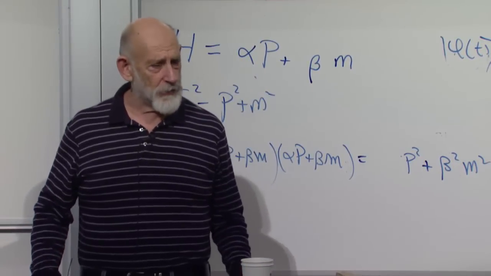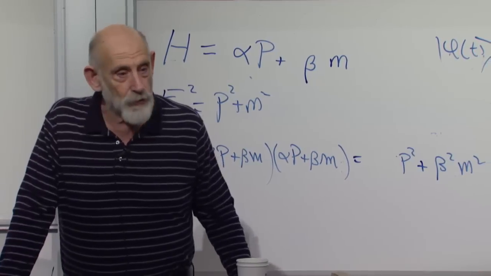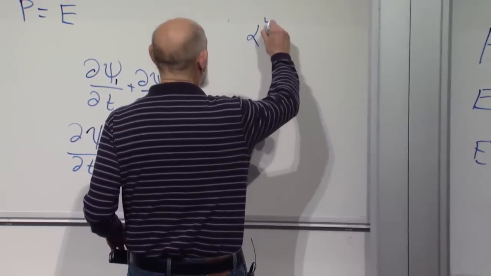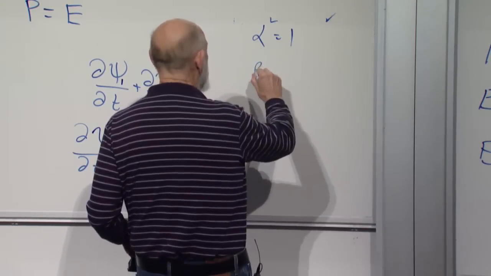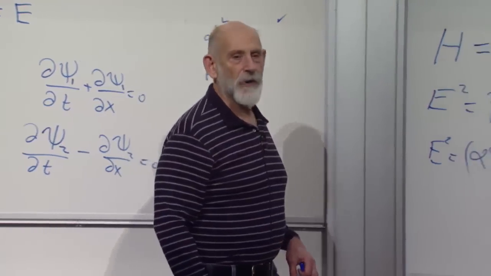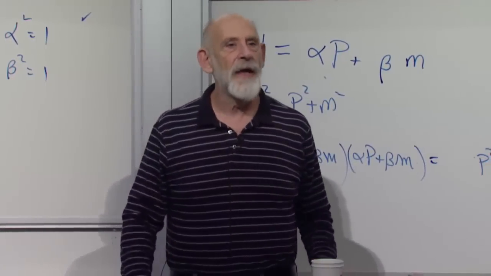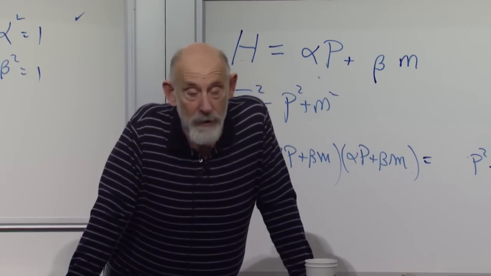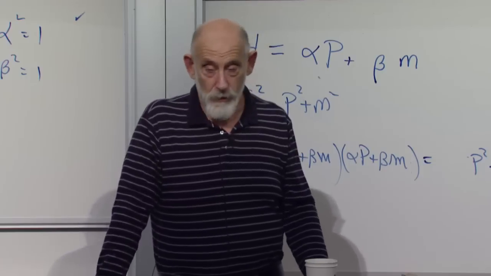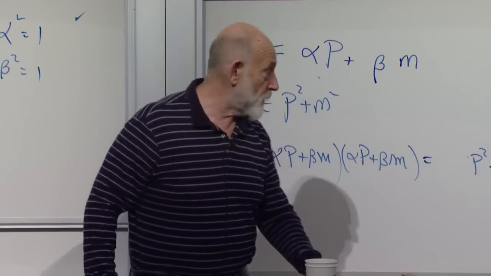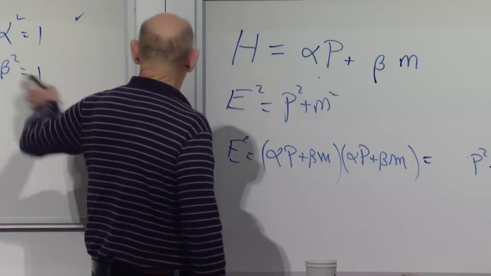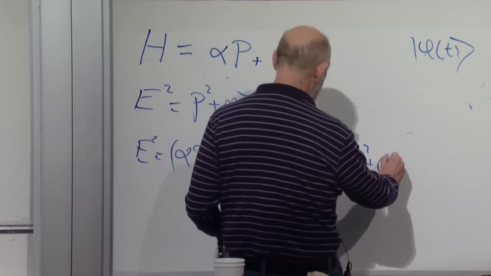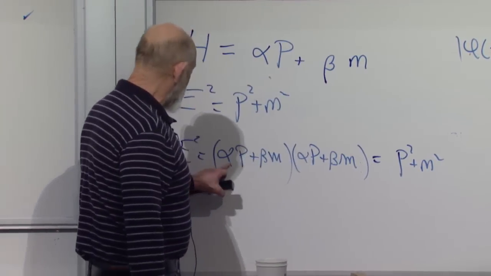I haven't decided what beta is yet. But what do I know? I know that beta squared should be 1. So let's write down what we know. Alpha squared equals 1. That's good. We have that already. Beta squared equals 1. There's lots of matrices around whose square is equal to 1, so not to worry. Any one of the Pauli matrices, its square is equal to 1. 1 means the identity matrix, yes. The identity matrix itself, the square is equal to 1. Okay, so we've taken care of that. But now, this is p squared plus m squared. But then we have an extra term. And the extra term is alpha beta.